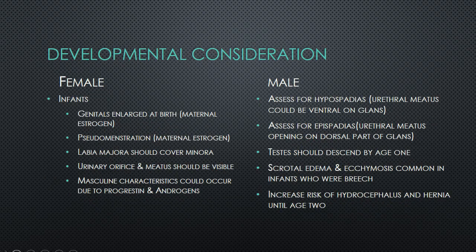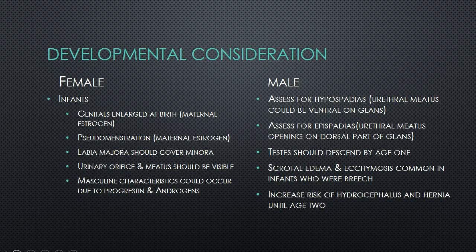So some developmental considerations that you should think about for the female infant: their genitals are going to be enlarged at birth because of maternal estrogen. They could have pseudo-menstruation also due to maternal estrogen. Their labia majora should cover the labia minora. Their urinary orifice and meatus should be visible, and they might have masculine characteristics due to progesterone and androgen overstimulation, and that should be looked into.